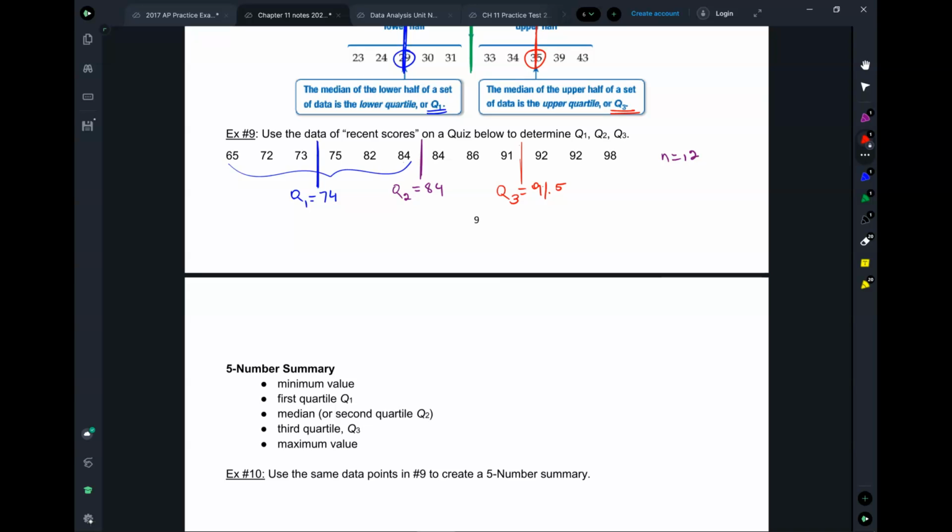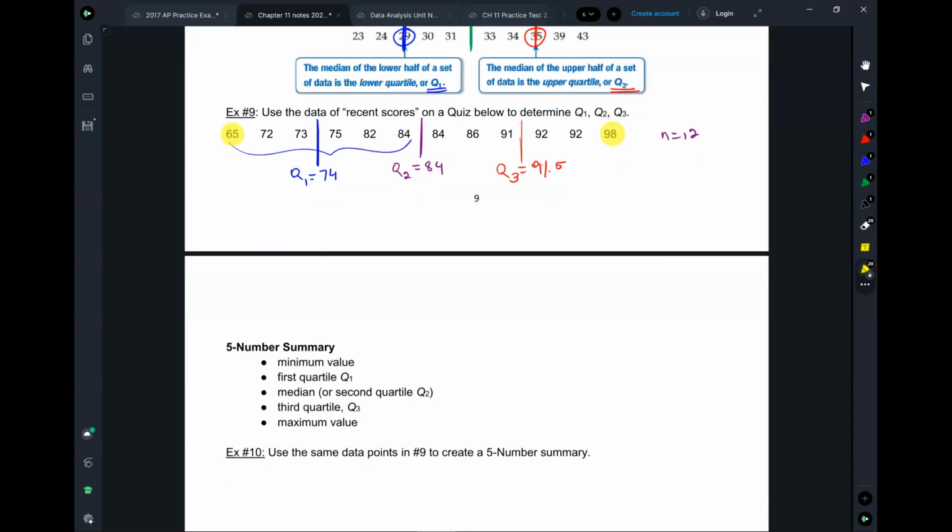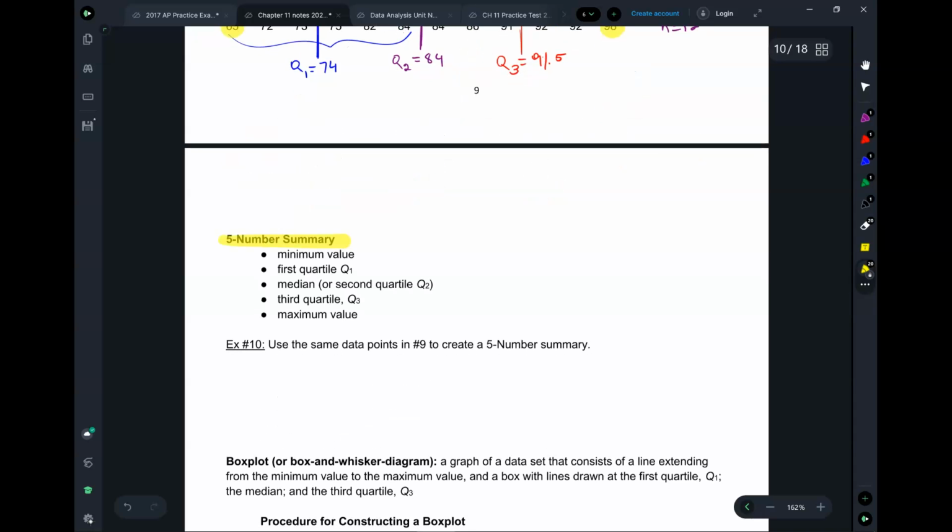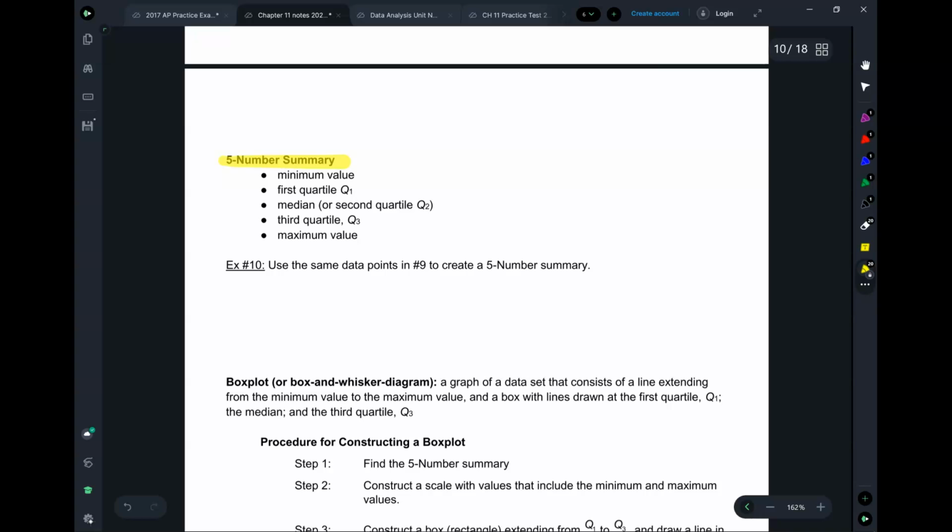Okay, these are three numbers. If I add to that the minimum and the maximum, now I have 5 total numbers, and I call that the 5-number summary. So often, you will just be asked, here is the data, give me a 5-number summary. You don't raise your hand and say, I don't remember what this was. You know it's minimum, Q1, Q2, Q3, maximum. Okay? Always.